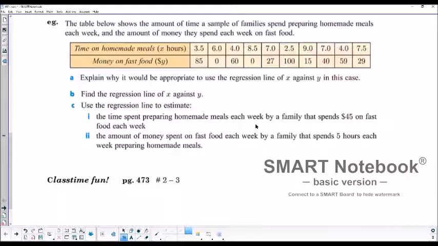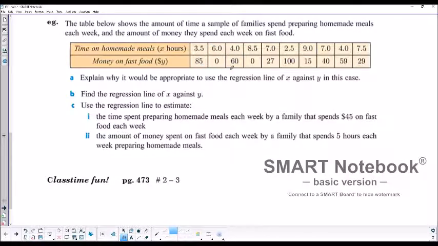So in this example that we're looking at, we've got the amount of time some families are spending preparing homemade meals, and then the amount of money that they spend on fast food. Well, even if they say that they're spending 3.5 hours on a homemade meal, would it be exactly 3.5 hours? Could it be maybe 3.6 hours or 3.45 hours, etc.? That 6-hour meal preparation in the next week, maybe that's 5.7 hours or 6.1 hours. So the time isn't going to be exactly precise.